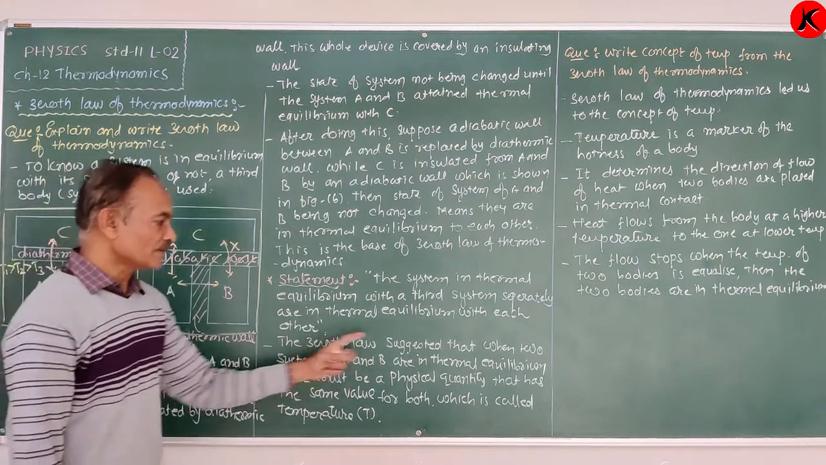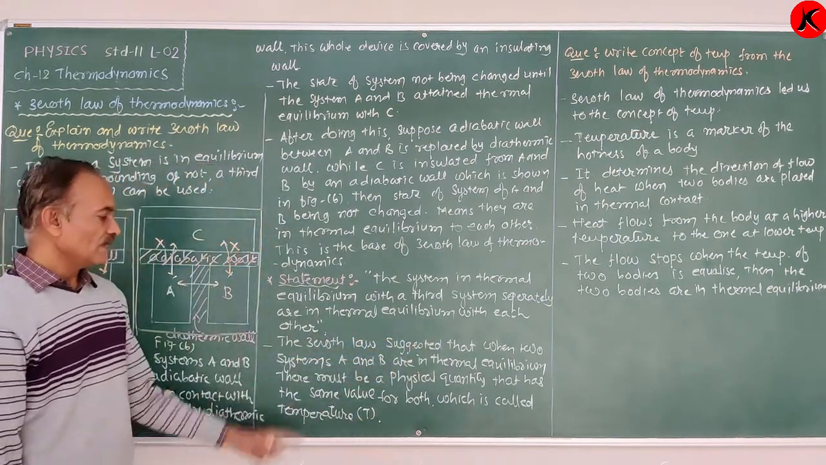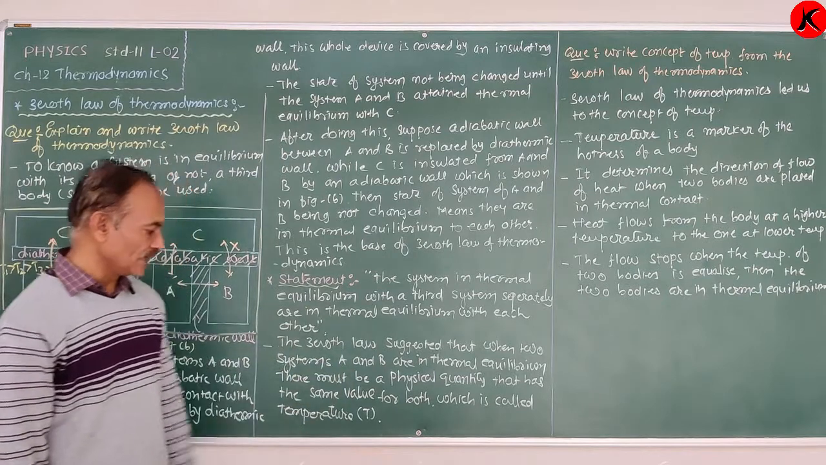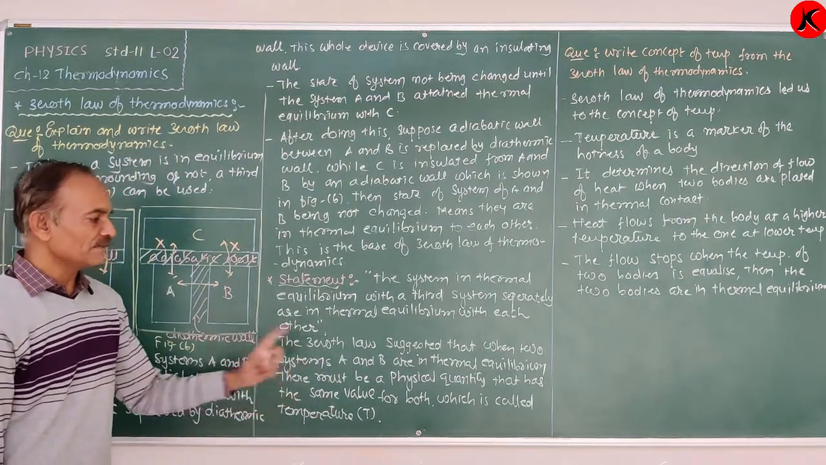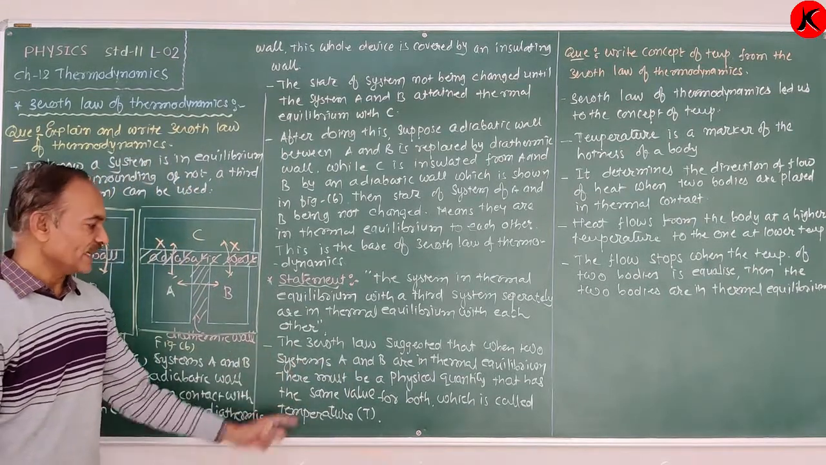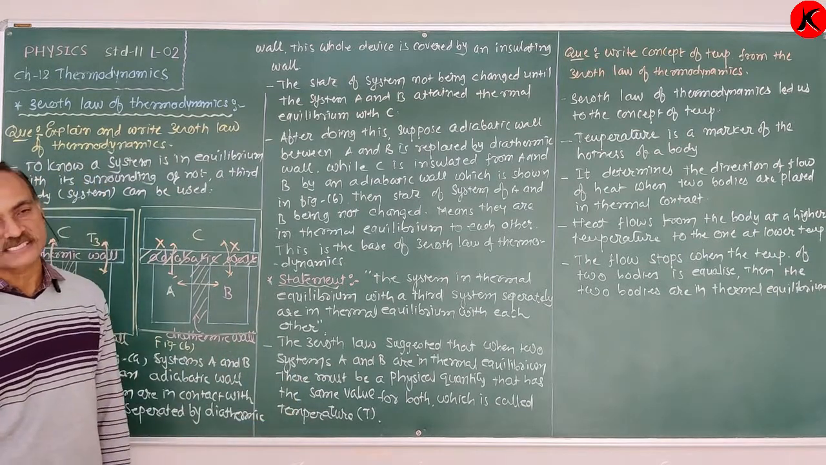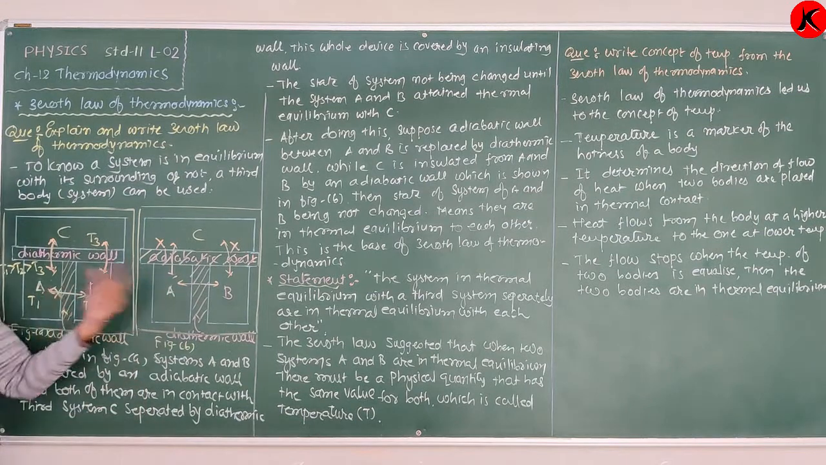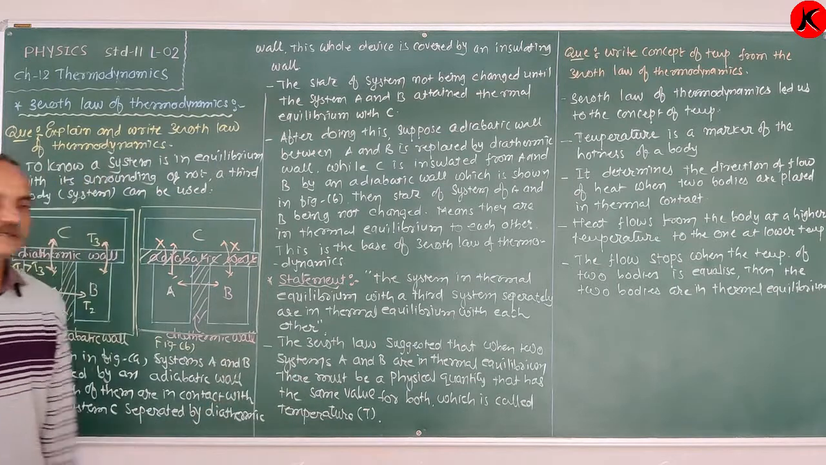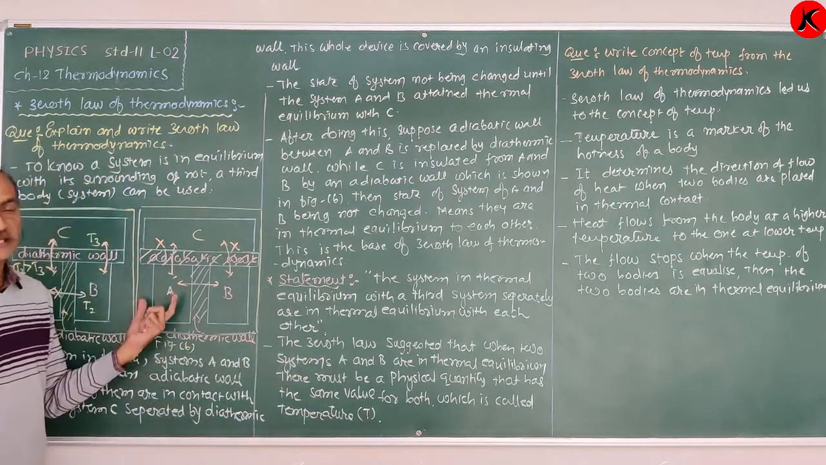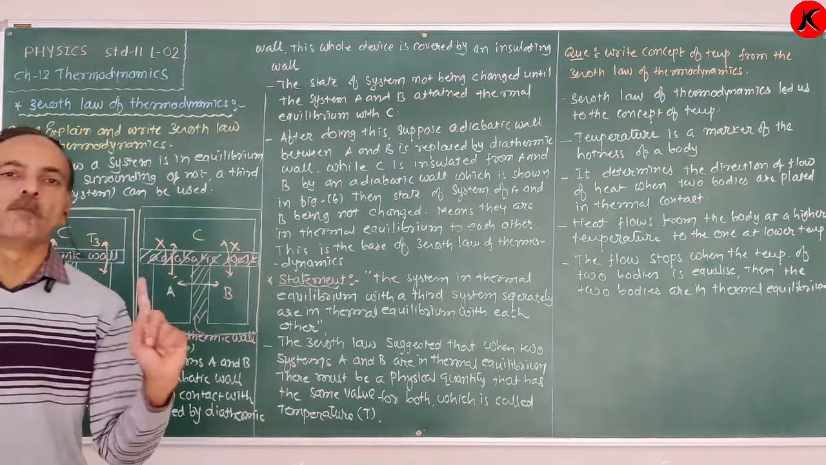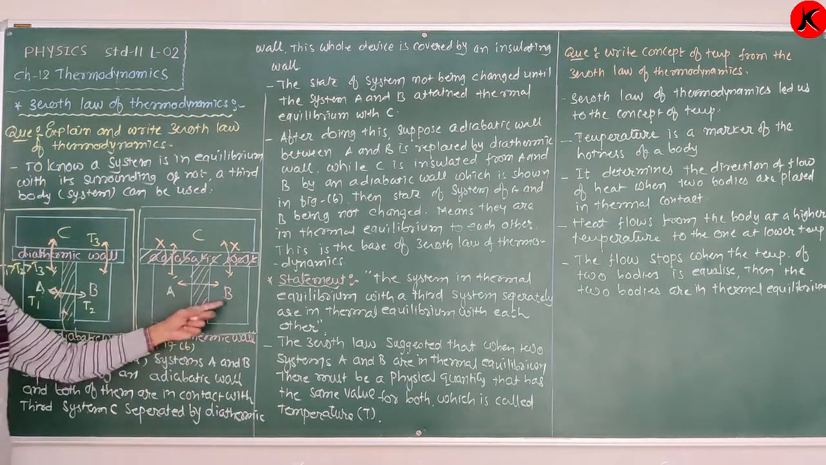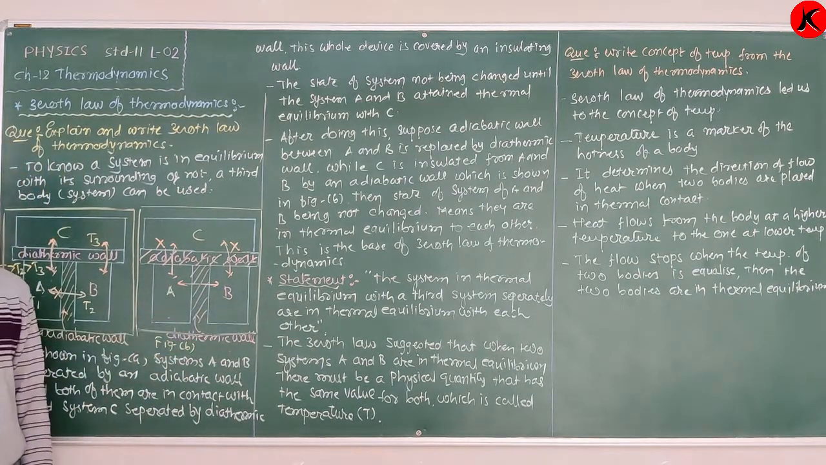Now, the Zeroth Law suggests that when two systems A and B are in thermal equilibrium, there must be a physical quantity that has the same value for both systems. So how do we say that both are in thermal equilibrium? There must be a physical quantity that has the same value for both systems, and this quantity is known as temperature.